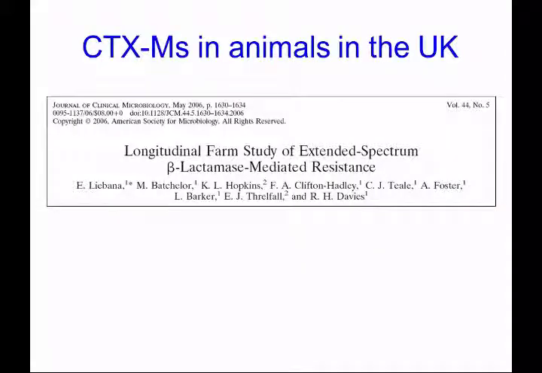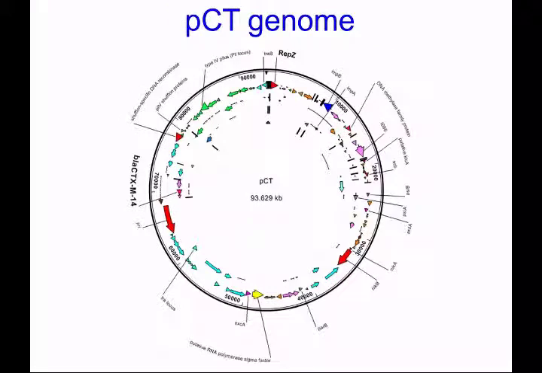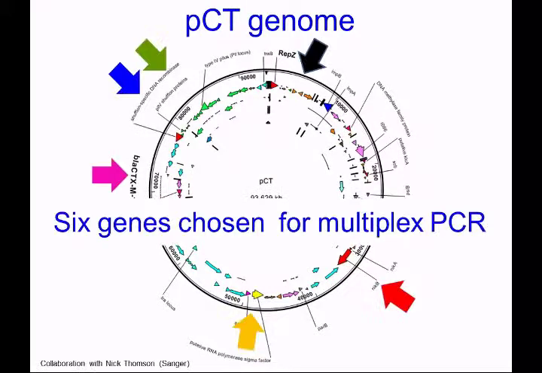In 2006 was the first description of this enzyme in a bacterium isolated from an animal in the UK. It was found in calf samples and a variety of other samples on this farm, and the enzyme encoding CTX-M-14 was found on a common plasmid which we call pCT. And this plasmid was found in many different strains of E. coli, and laboratory experiments showed that it could transfer very efficiently to new bacterial hosts. We sequenced the genome of this transmissible element and identified 6 regions to make a new test to look for pCT-like elements in samples.